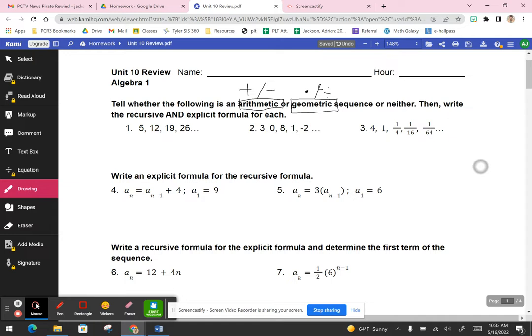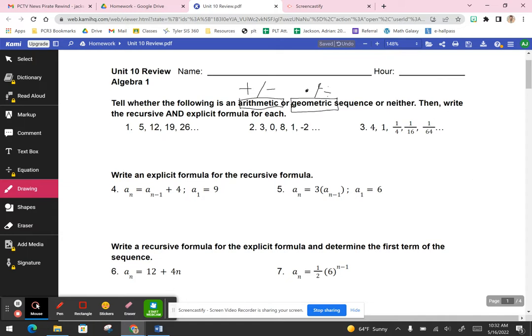So for the first three here, you just have to identify which one it is. Then you have to write both the recursive and the explicit formula for each. So if you need to look at your notes for those formulas, you can. Remember, there's an explicit and recursive formula for arithmetic, and then again for geometric. So there's 4 formulas in total, or it might be neither. So if it's not either one, then you don't write either one.